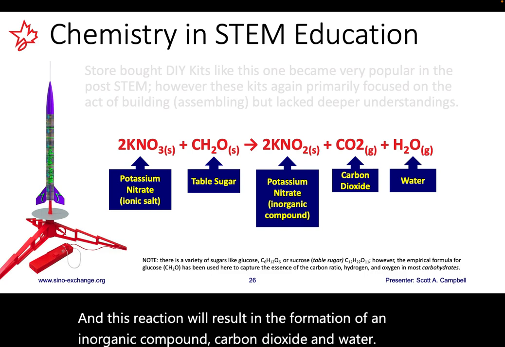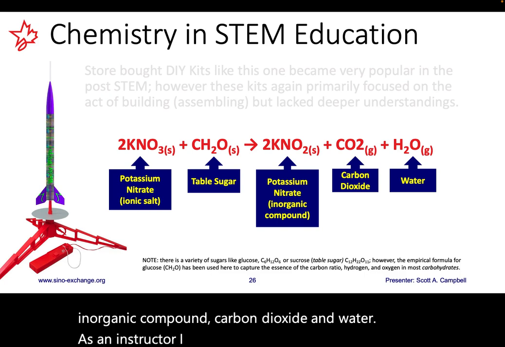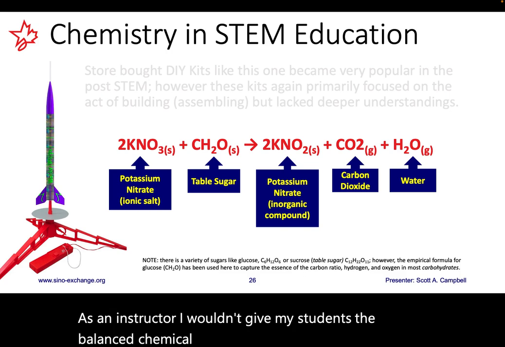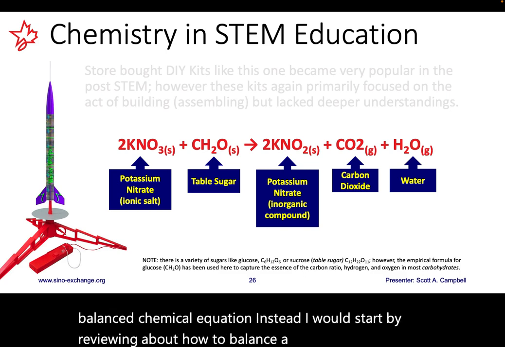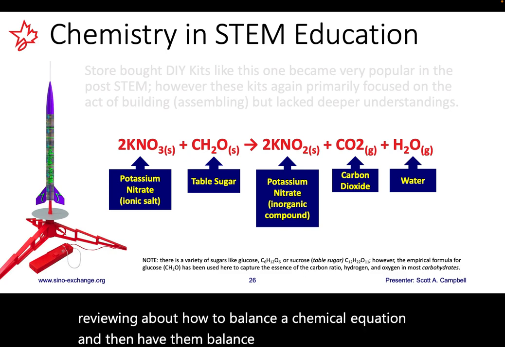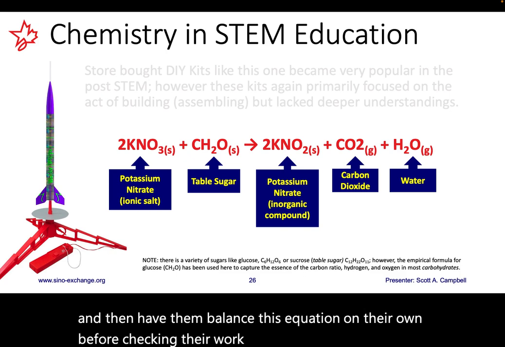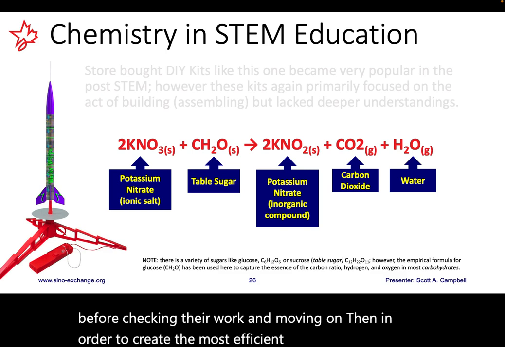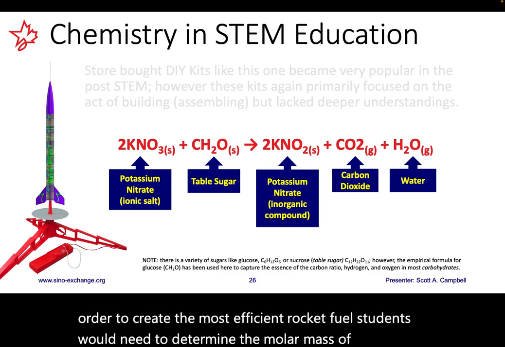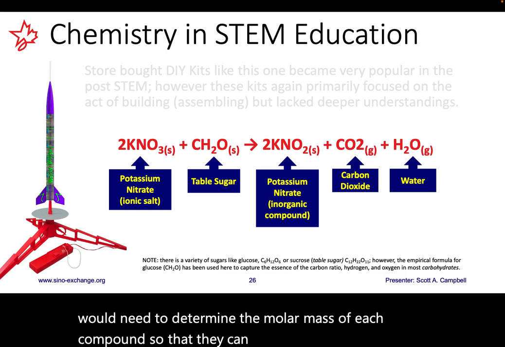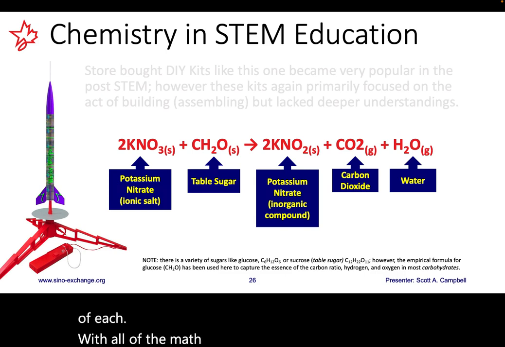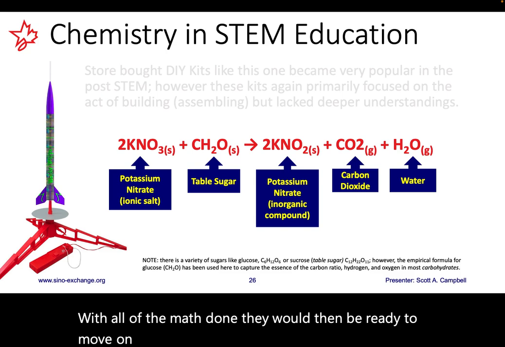Now, as an instructor, I wouldn't give my students the balanced chemical equation. Instead, I'd start by reviewing how to balance a chemical equation, and then have them balance this equation on their own before checking their work and moving on. Then, in order to create the most efficient rocket fuel, students would need to determine the molar mass of each compound so that they can determine the correct ratio of each. With all of the math done, they'd then be ready to move on and create their own rocket fuel.